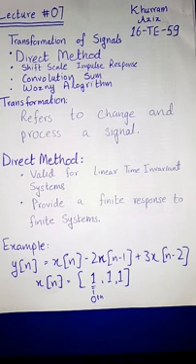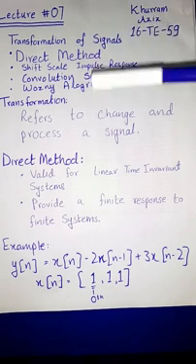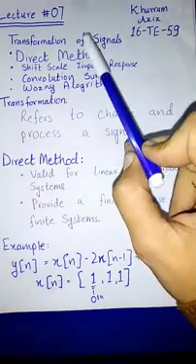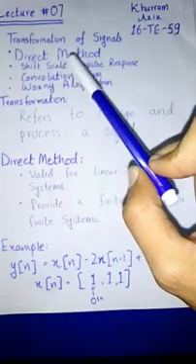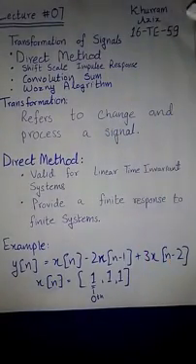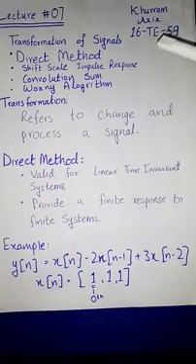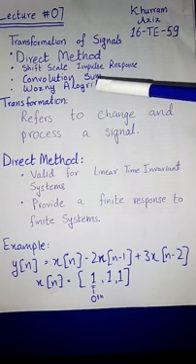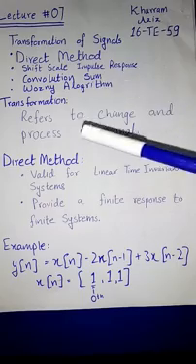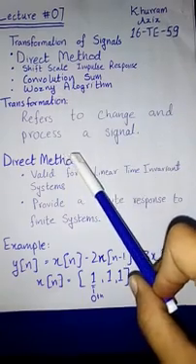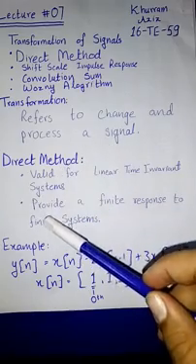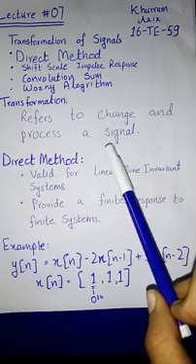Now in this lecture we will study the transformation of signals. We have different methods for the transformation of signals. Some of them are listed here. First of all, we have the direct method. The second one is shifted scaling, impulse response. The third one is convolution sum, and the fourth one is Vozney algorithm. So the transformation is basically a process, a technique which we use to change and process a signal.